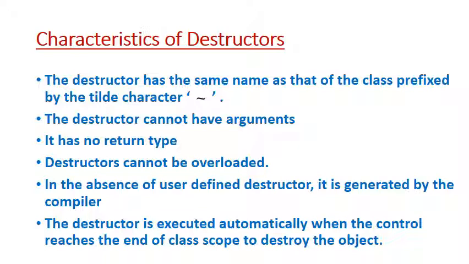Next, the destructor is executed automatically when the control reaches the end of class scope to destroy the object. So, the destructor will be executed automatically without any call, and its purpose is to delete the object. So, these are the characteristics of destructors.